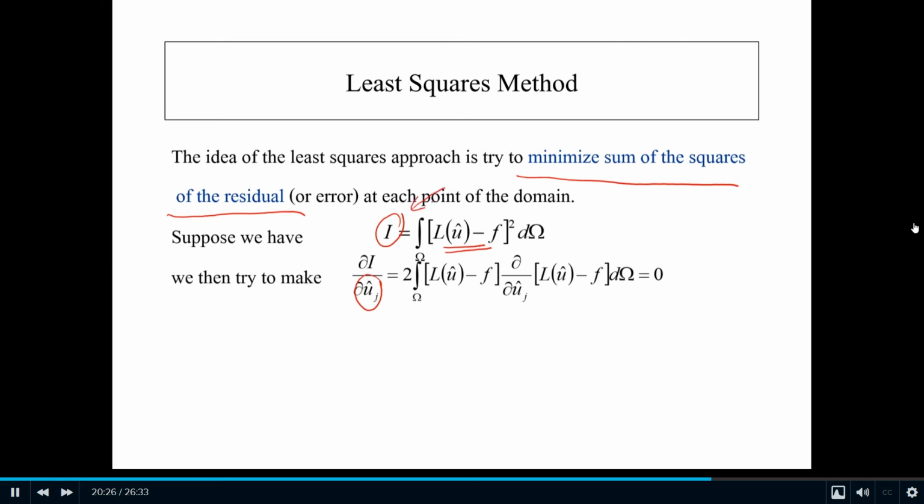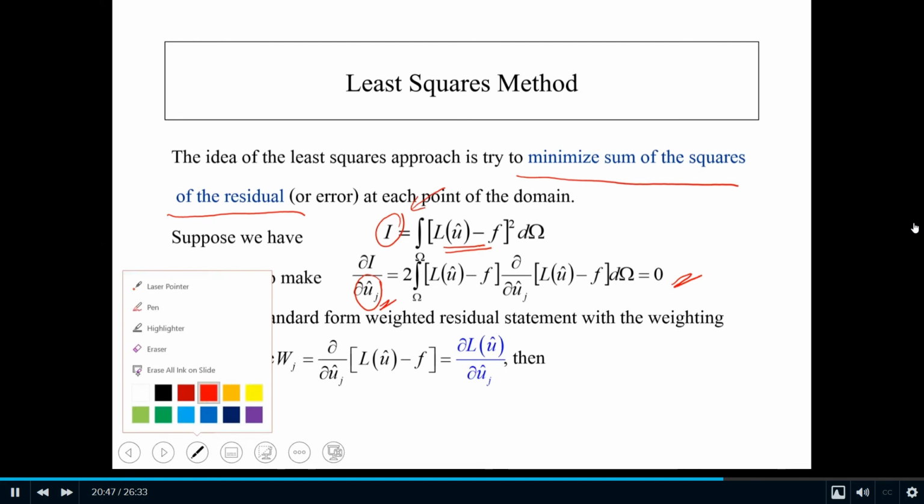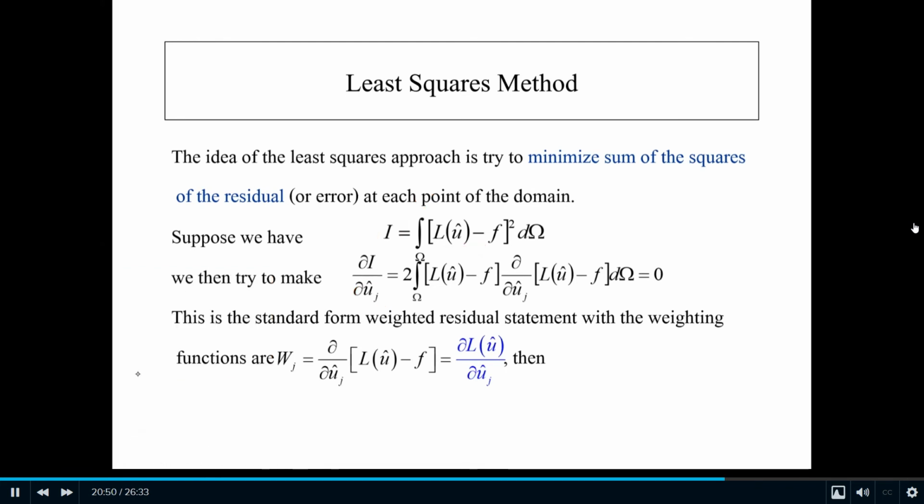Just forget about that. In this case, I is like a square of the error, integrated over the whole domain. We try to minimize this square of the error with respect to the unknowns, u hat i, u hat j here. Once you have this and set it equal to 0, compare the form of the weighted residual method.